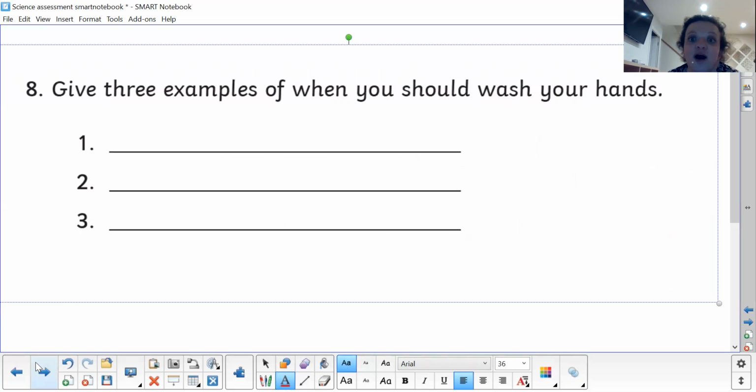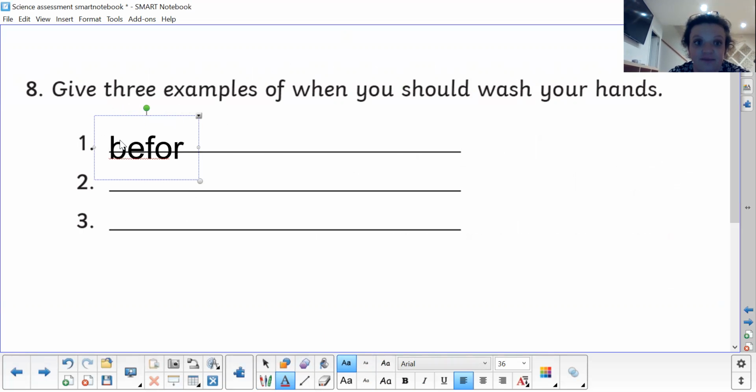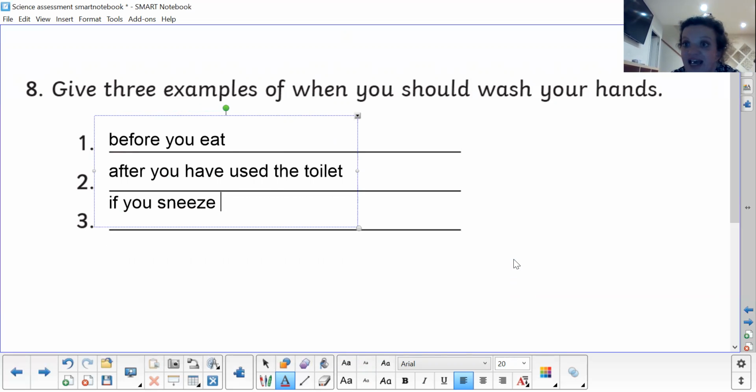Okay, right, and the last one, this is really important at the moment: give 3 examples of when you should wash your hands. Write them down for me. Okay, and well done. So 3 reasons that I thought of are before you eat, after you have used the toilet, and if you sneeze. You might have some other ideas of when you should wash your hands. Again, write them down and send them to us at year2@thepalmeracademy.com because we'd love to see them.